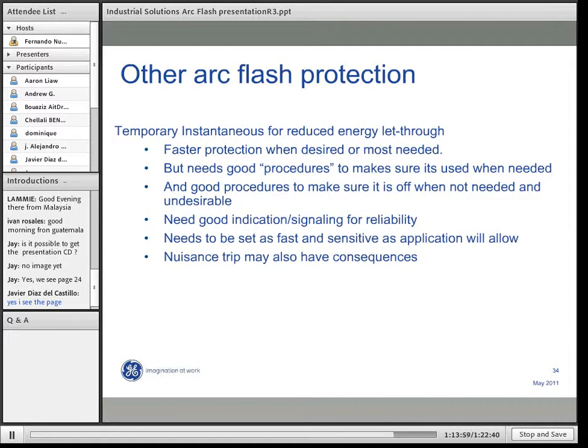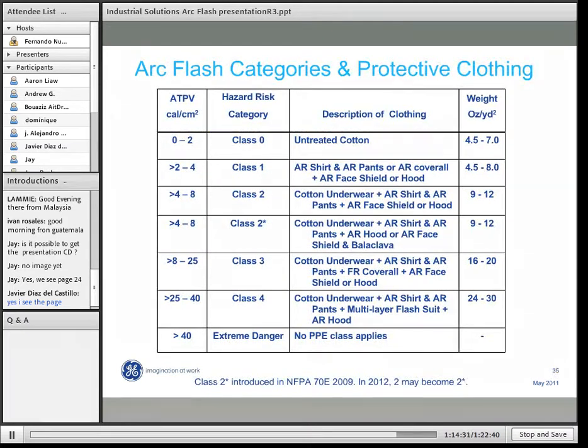Okay. The next one is temporary instantaneous protection. Again, this is putting in a maintenance switch and making sure that people are using it. But let me just skip over that and finish up with the arc flash categories and protective clothing.